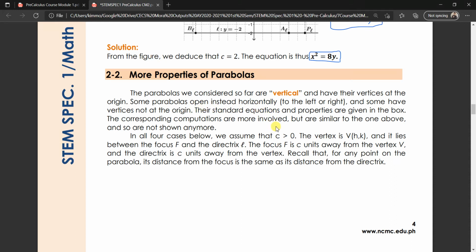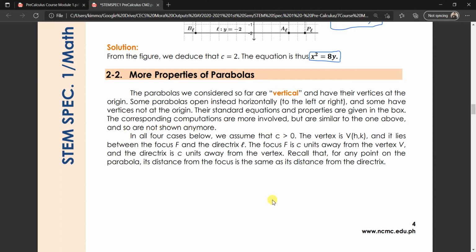And their standard equations and properties are given in the box below, so it is already summarized. Their corresponding computations are more involved but are similar to the ones above. When I derived the equation earlier for the parabola that is opening upward and downward, these have the same equation, so I will not be showing that anymore.